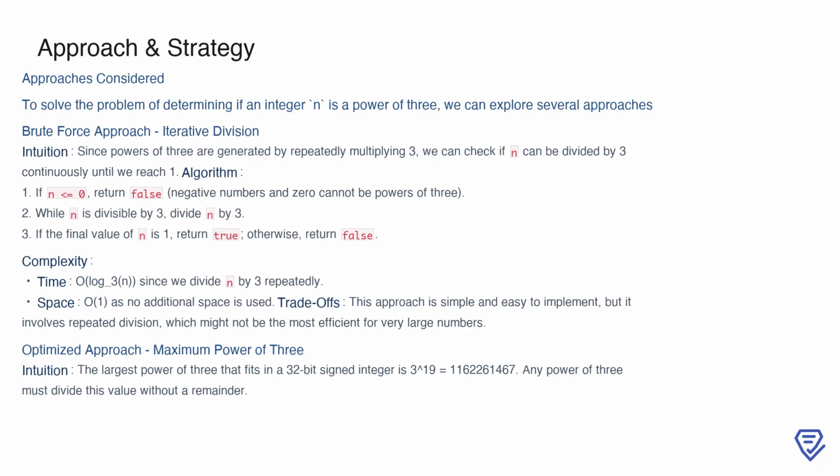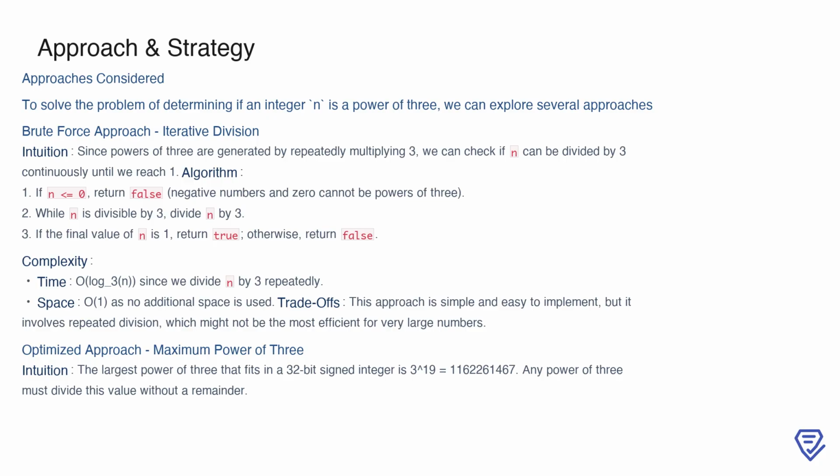To determine if a number n is a power of 3, we can consider multiple approaches. First, the brute force approach uses iterative division. The idea here is straightforward. Since powers of 3 are produced by repeatedly multiplying by 3, we can repeatedly divide n by 3 to check if it eventually reduces to 1. If n is less than or equal to 0, we know right away it cannot be a power of 3, so we return false. Otherwise, we continue dividing n by 3 as long as it remains divisible. If the final result is 1, we return true, otherwise, it's not a power of 3.